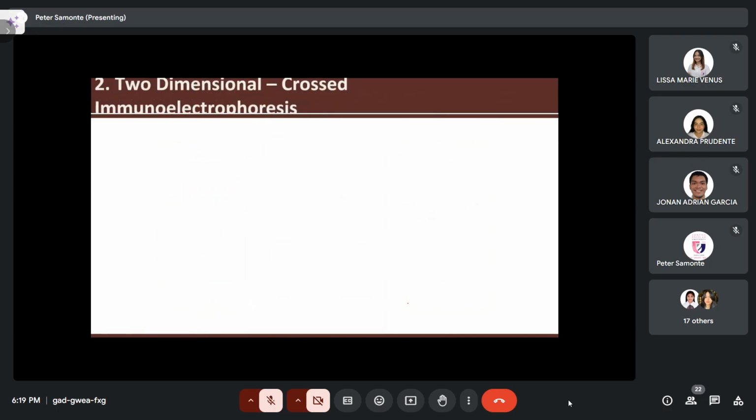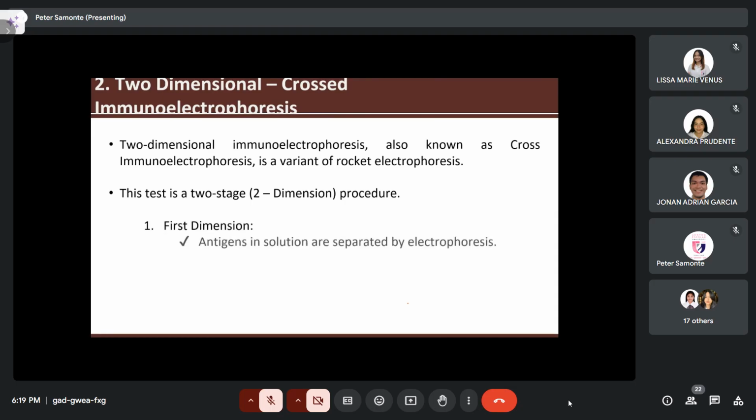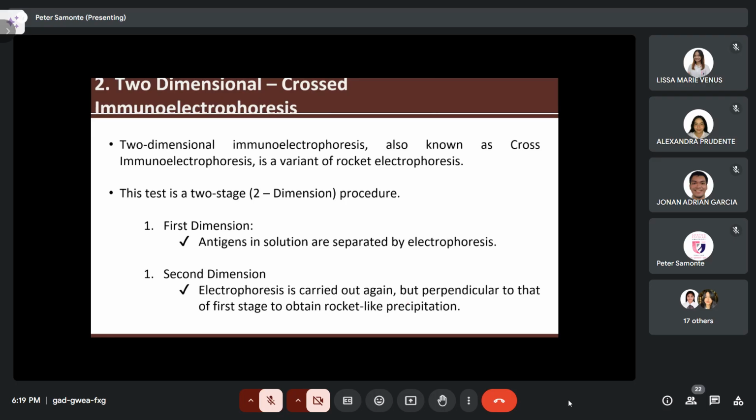Now let's go to the two-dimensional cross immunoelectrophoresis. So for the two-dimensional immunoelectrophoresis, this is also known as your cross immunoelectrophoresis. This is a variant of a rocket electrophoresis class. So this is a two-stage or two-dimensional procedure. The first dimension class or the first procedure is that antigens in solution are separated by electrophoresis. And for the second dimension, electrophoresis is carried out again, but perpendicular to that first stage to obtain rocket-like precipitation.